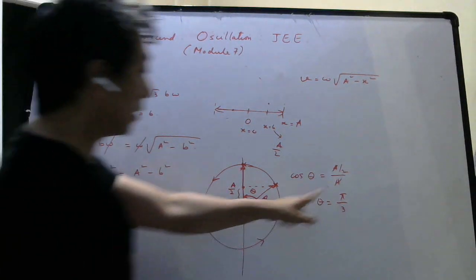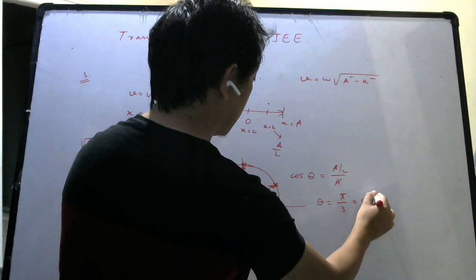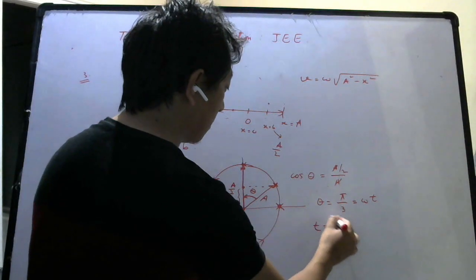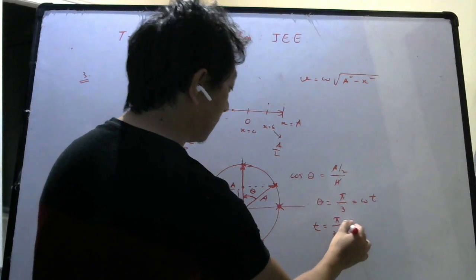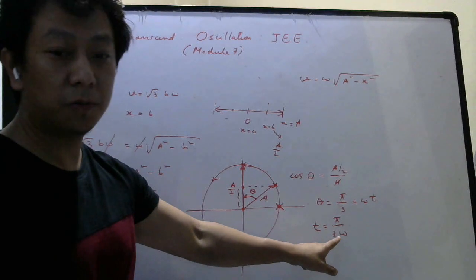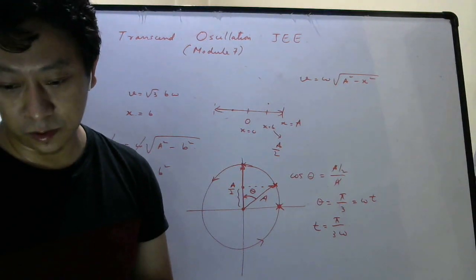Once you know the angle covered, you know that the same angle I can write as omega times time taken. So time taken will be pi by 3 omega. In terms of time period, if they asked, you can write omega as 2 pi by T. So which would be the right option? Option B.